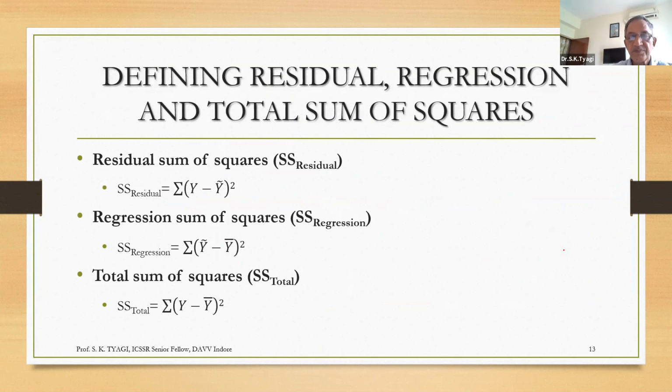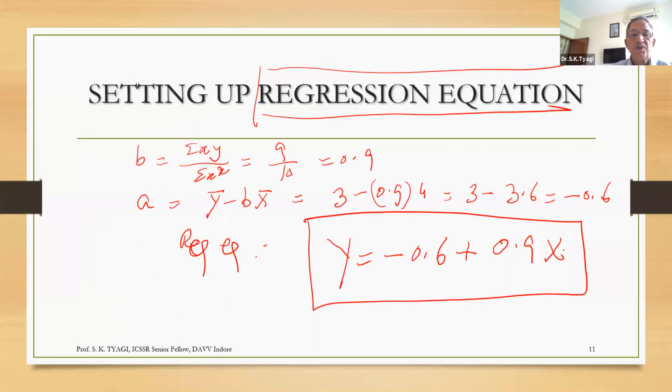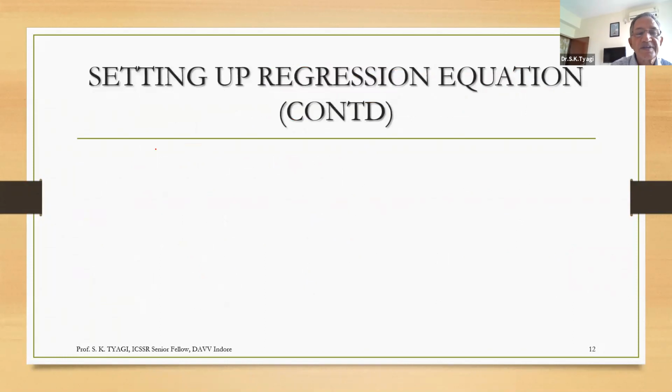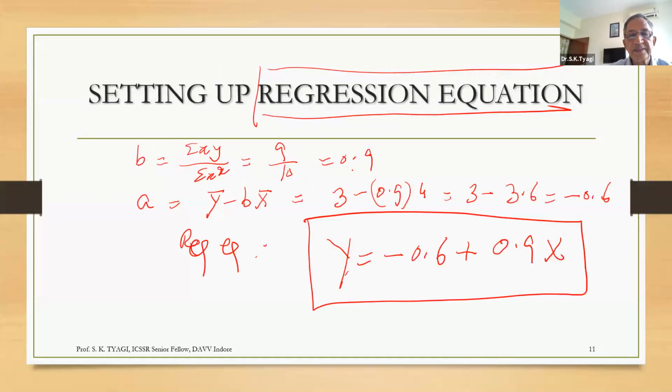Well, we have now two things: this is predicted y and this is x. Regression equation, we know what it is now. First of all, let us understand what is predicted value, and then what is error. Predicted value is, see, take this example.